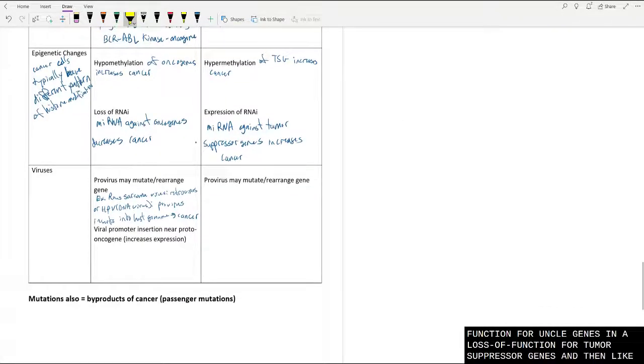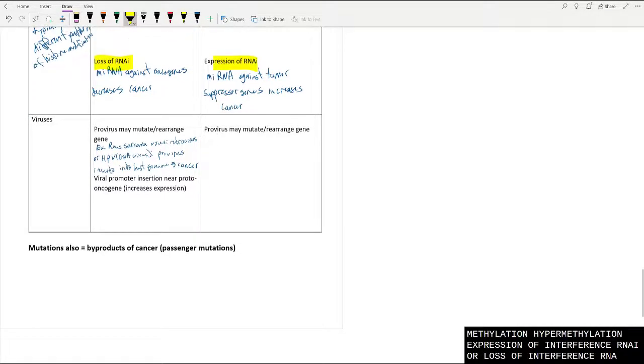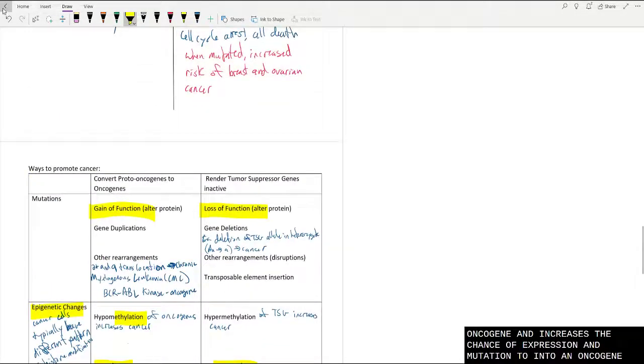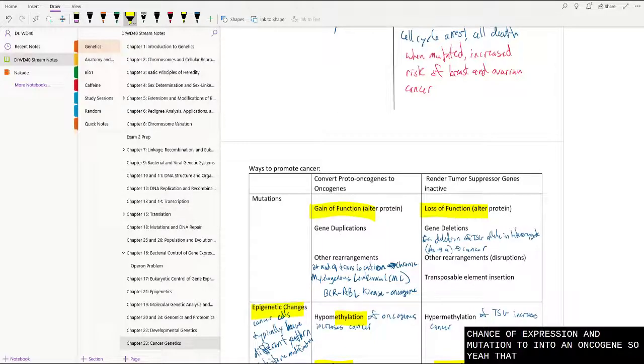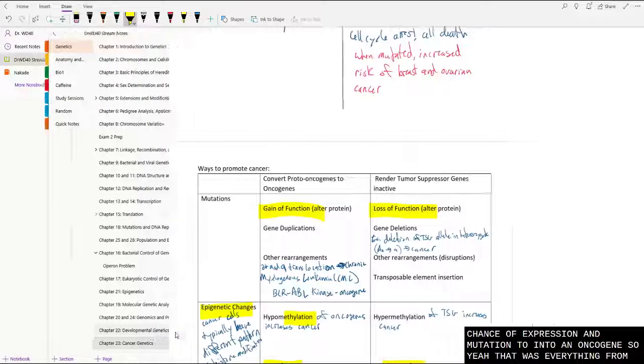And then, like I said, this could be due to epigenetic changes like methylation or hypermethylation, expression of interference RNA, or loss of interference RNA. And then how a virus might promote cancer production because it's carrying that proto-oncogene and increases the chance of expression and mutation into an oncogene. So yeah, that was everything from that.